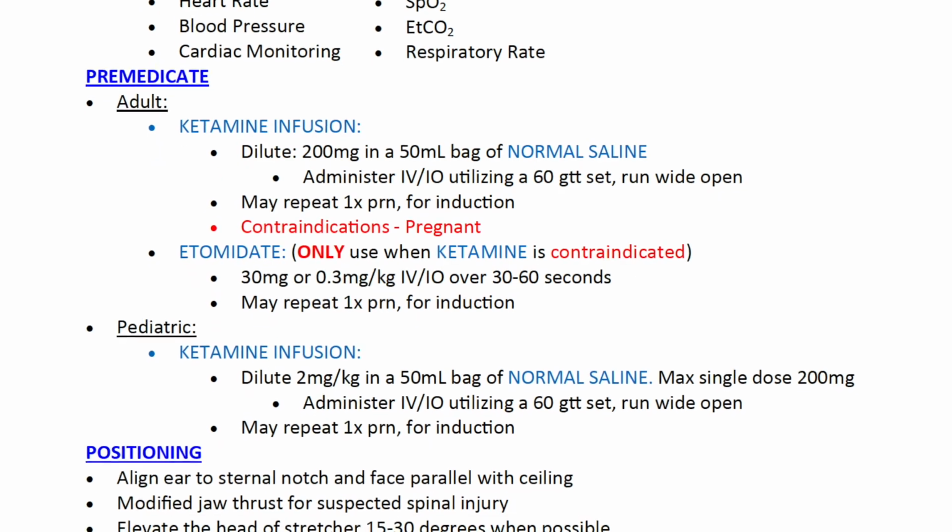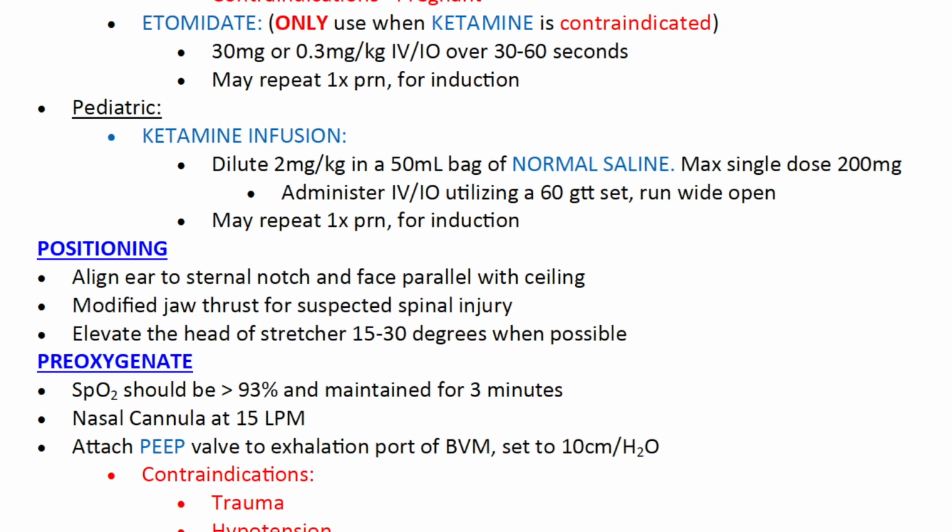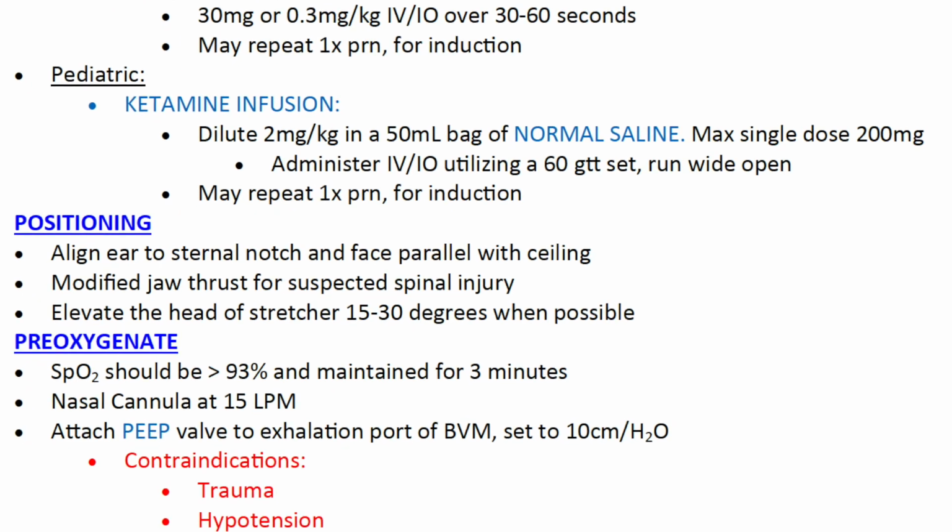The next part of the protocol is going to be positioning. It's a really important part of the protocol in that it allows us to optimize our first pass success. One of the ways that we do this is aligning the airway. And this is making all the passageways optimized for positioning the tube into the trachea itself. This is done by aligning the ear to the sternal notch in a similar fashion like this, using inline stabilization when there is a need or concern for spinal cord injury, and also elevating the stretcher 15 to 30 degrees.